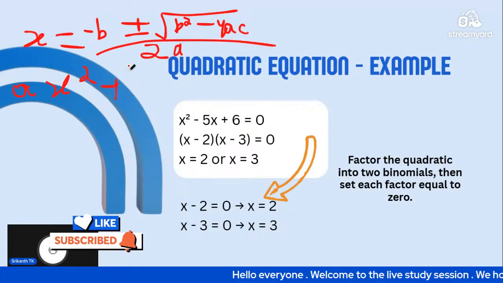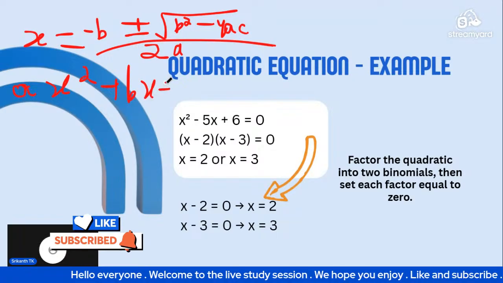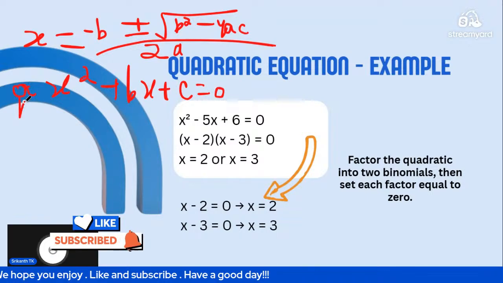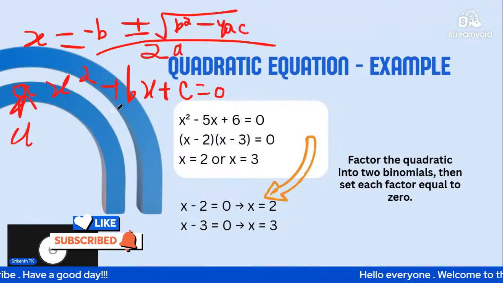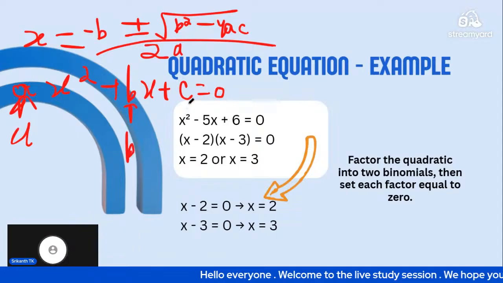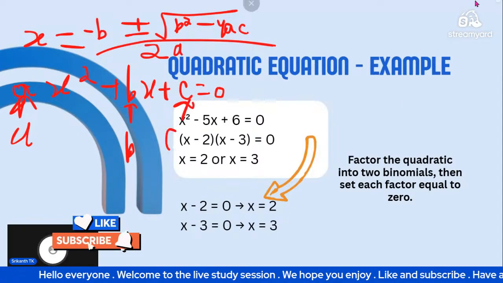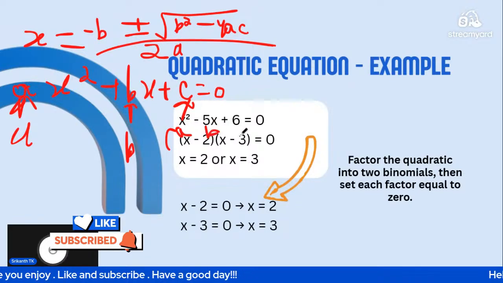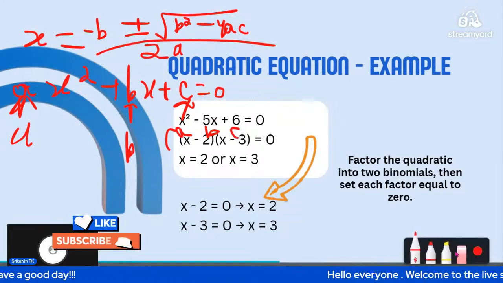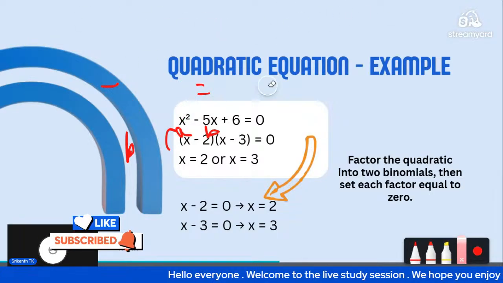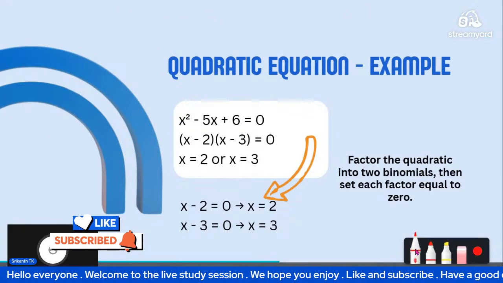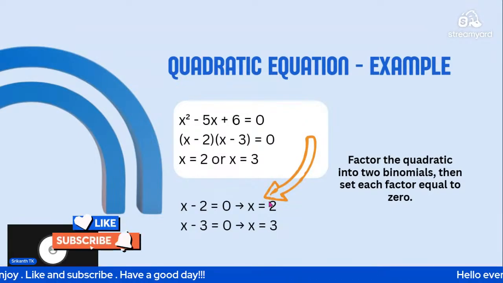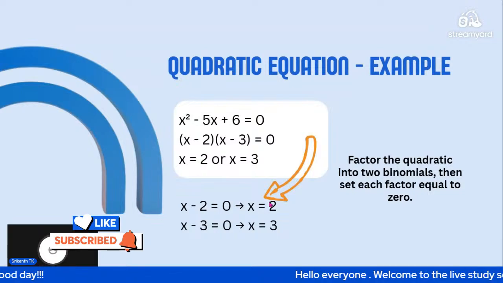So when I write down the formula, ax squared plus bx plus c equals 0, this is a in the quadratic formula. This is b and this is c. So in this equation, 1 is a, 5 is b, and 6 is c. So in a quadratic formula, you need to take the coefficients of the equation. So in this example, we have x squared minus 5x plus 6.